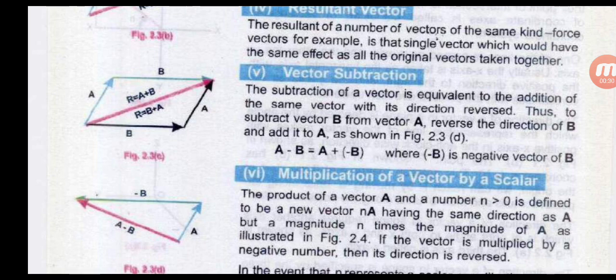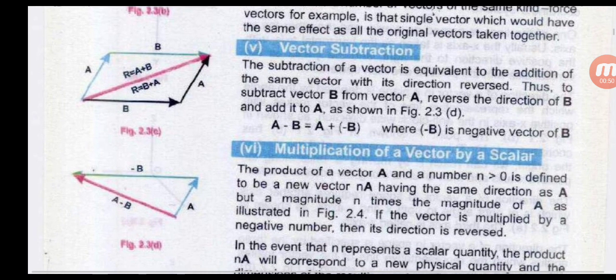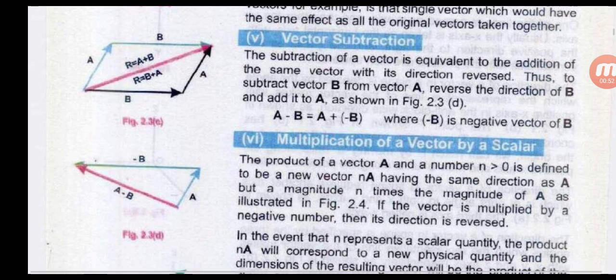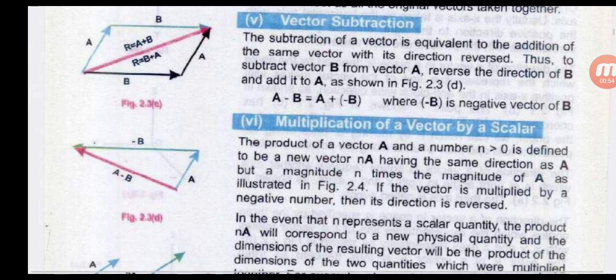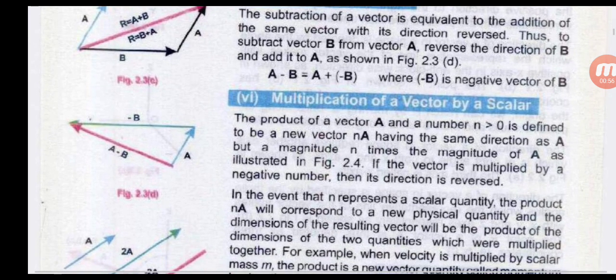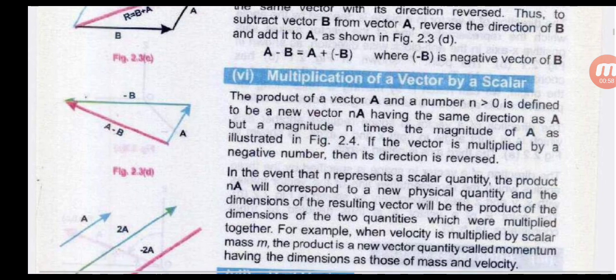Vector subtraction. The subtraction of a vector is equivalent to the addition of the same vector with its direction reversed. Thus, to subtract vector b from vector a, reverse the direction of b and add it to a. A minus b is equal to a plus (minus b), where minus b is the negative vector of b.